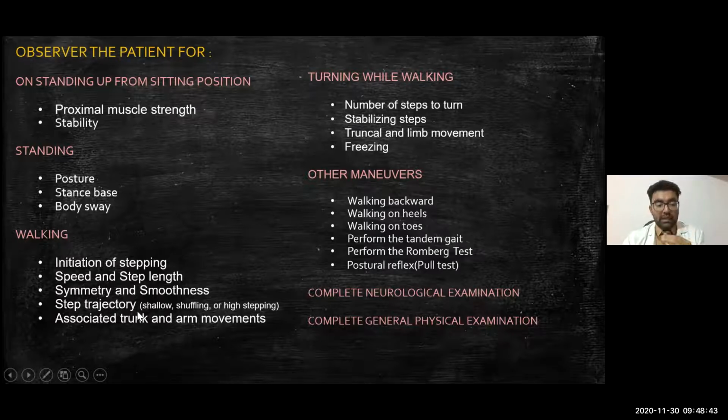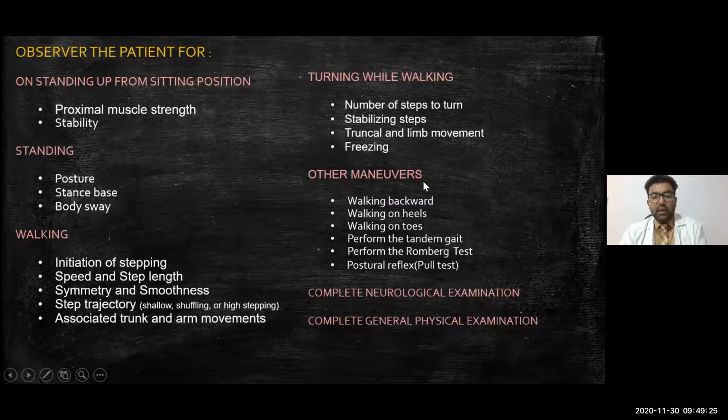Look at step trajectories. For example, whether the patient has a shallow shuffling or a high stepping gait or not. Then also look for associated trunk and arm movements. While the patient is making a turn, count the number of steps it requires to turn. Count the number of stabilizing steps, then look for truncal and limb movement. Also look for whether the patient has any freezing or not.